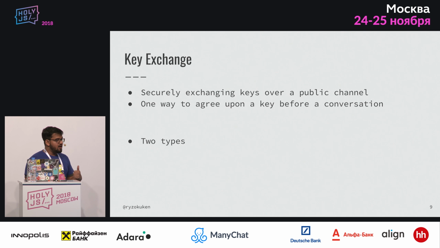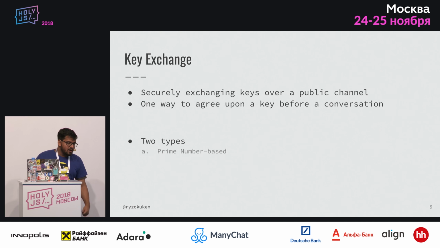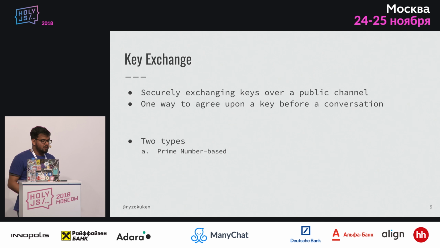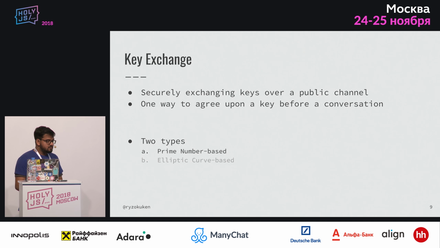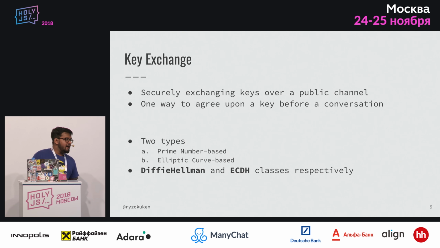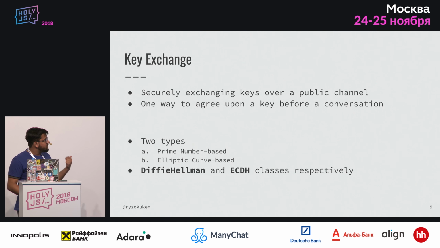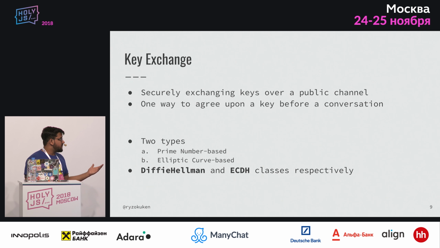And it's done by two methods. One is the prime number based. So it uses large prime numbers in order to exchange keys, should I say. And then there's elliptic curve based. So it uses different math, but the end result is the same. Now, how would you do that in Node? You have the Diffie-Hellman class, which helps you do the prime number based thingy. And there's an ECDH class, which is the Elliptic Curve Diffie-Hellman class, for short. And it will help you use the elliptic curve algorithms.